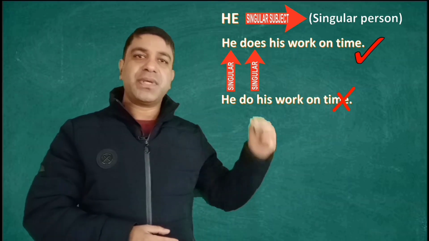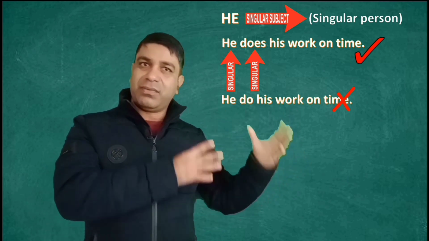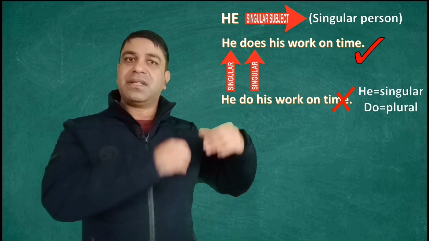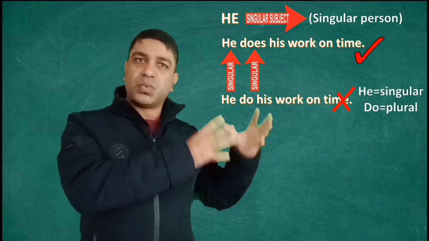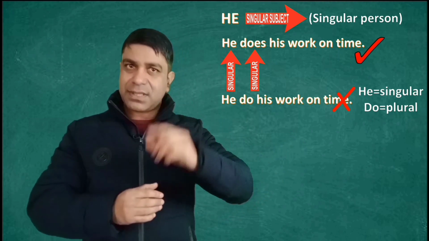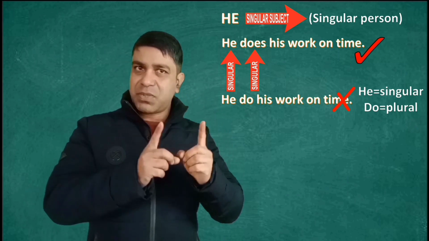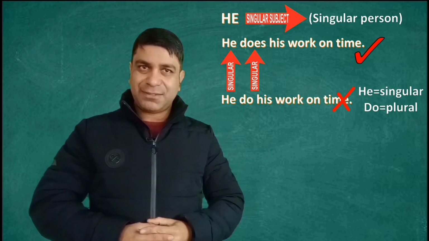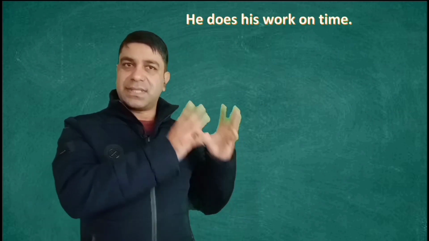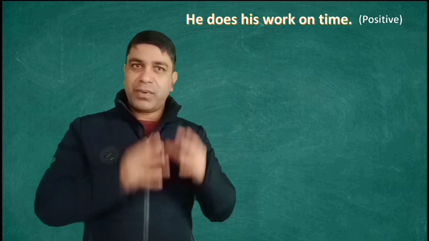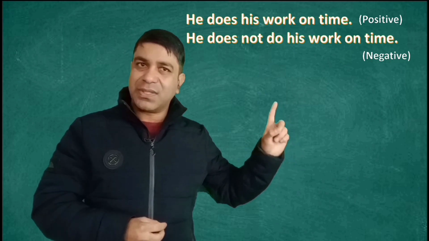If you say he do his work on time, it is wrong because the subject does not agree with the verb. The subject is singular and the verb is plural. However, if you say he does his work on time, he is a singular subject and does is also a singular verb. So subject and verb agree with each other. That's what we all have to be careful with. He does his work on time is a positive sentence. When you change it into negative, it becomes he does not do his work on time.